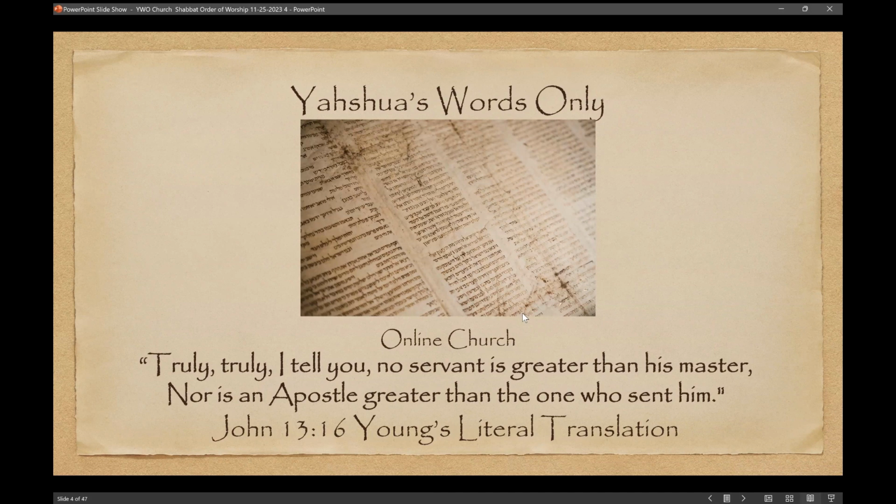So we say, the moderator says, "Will someone read the motto of our group?" And then somebody volunteers. And then this is what it would say. "Truly, truly, I tell you, no servant is greater than his master, nor is an apostle greater than the one who sent him." John 13:16, Young's Literal Translation.